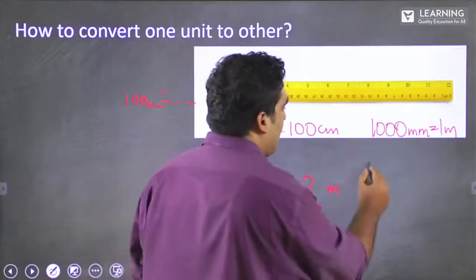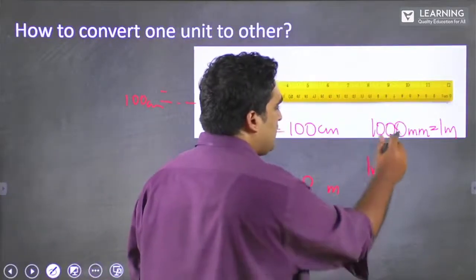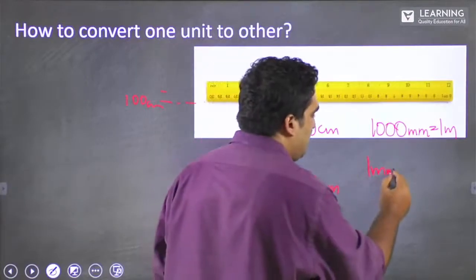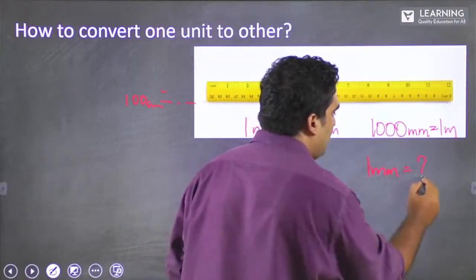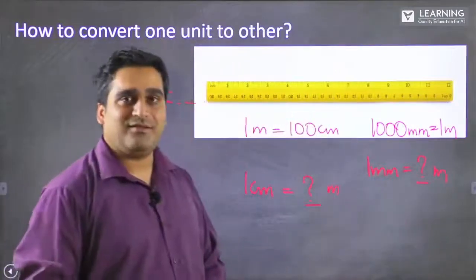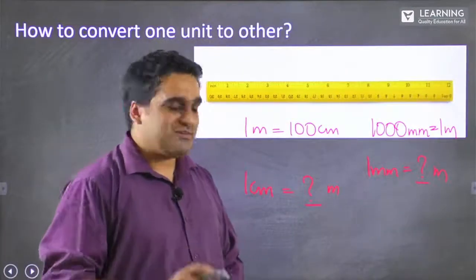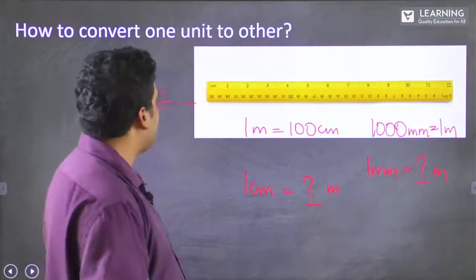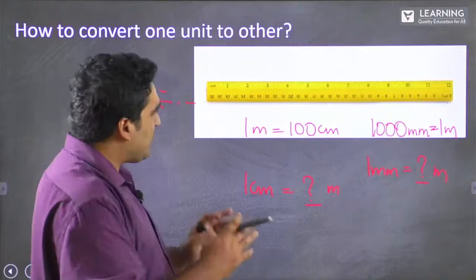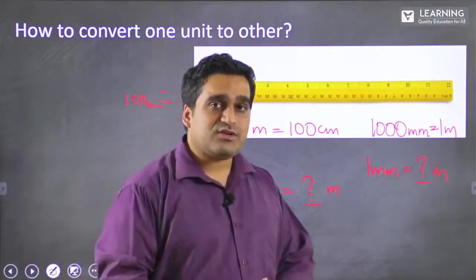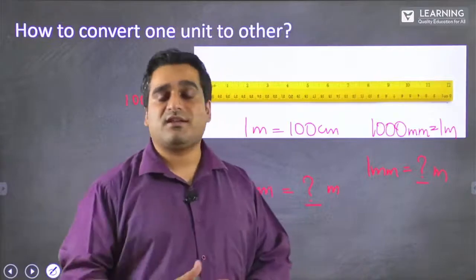So again, if 1000 millimeter equals 1 meter, then 1 millimeter equals how much of a meter? Try to answer this question by yourself. I will reveal the solution in the next class. So this is one of the unit conversions. There are a few more unit conversions and we will have a look at them in the next session.